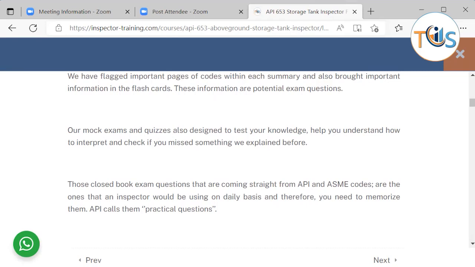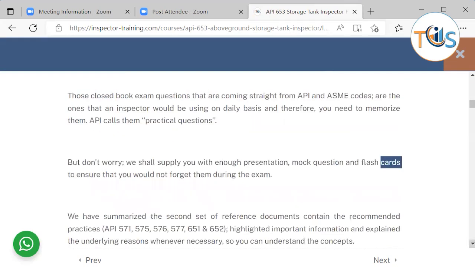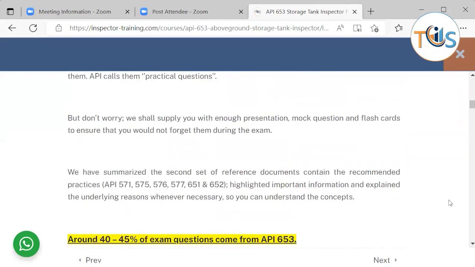The closed book exam questions, if they come straight from the API and ASME codes, are the ones that the inspector would be using on a daily basis, and therefore you need to memorize them. These are called awareness type questions or practical questions. Don't worry, we shall supply you with enough presentations, mock exams, pictorials, flashcards, and practice questions to ensure that you do not forget them during the exam.